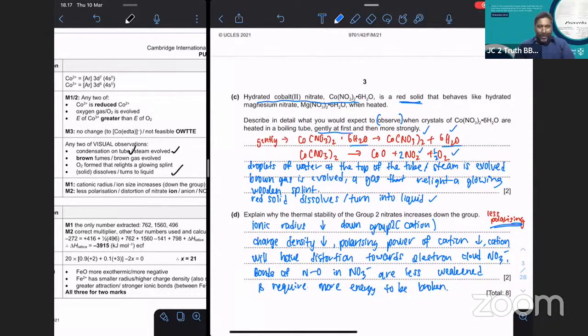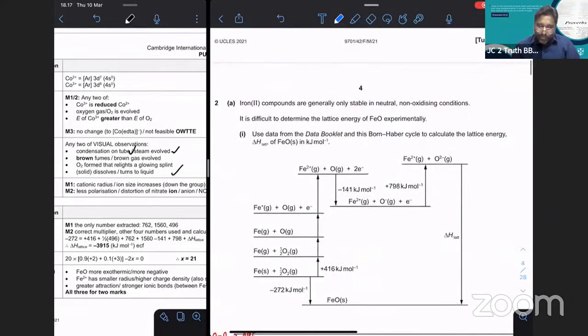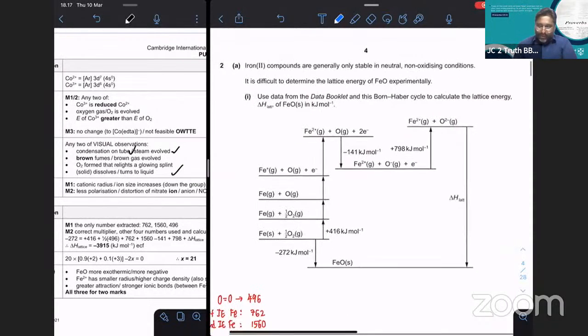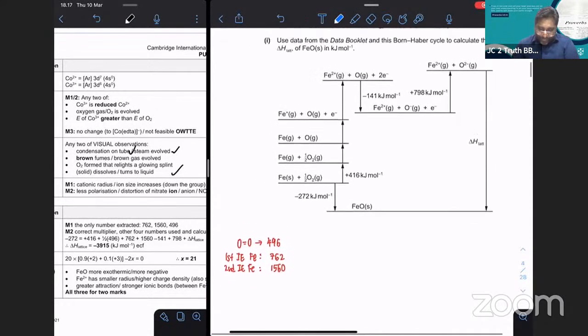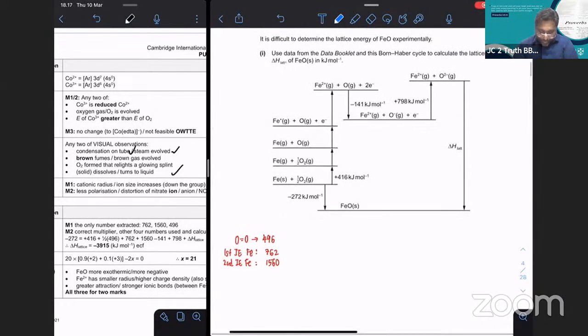Okay, next. The next part is going to be question number 2. Iron(II) compounds are generally only stable in neutral, non-oxidizing conditions. So it is difficult to determine the lattice energy of FeO experimentally. They are asking you to use the data from the data booklet and this Born-Haber cycle to calculate the lattice energy. Now, I have taken the information from the data booklet for you.